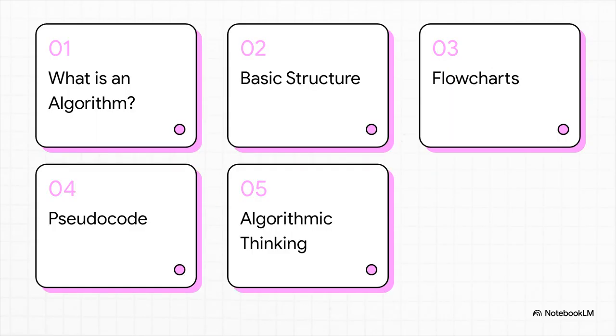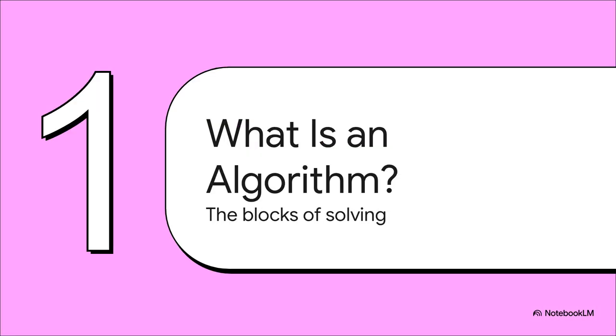So here's what we're going to cover. First, we'll nail down what an algorithm actually is. Then we'll look at its basic structure. We'll explore two ways to map them out, with drawings called flowcharts and with text called pseudocode. And finally, we'll talk about why thinking this way is such a game changer. All right, first up, let's get right to it.